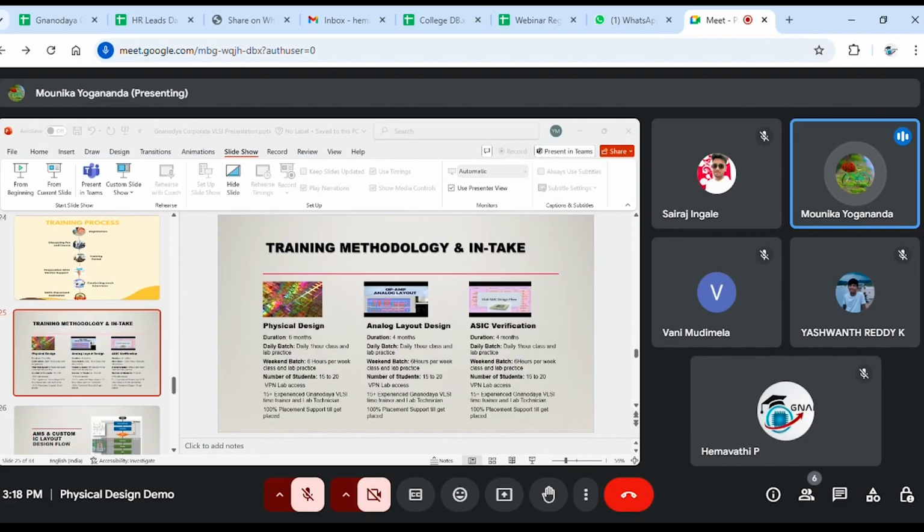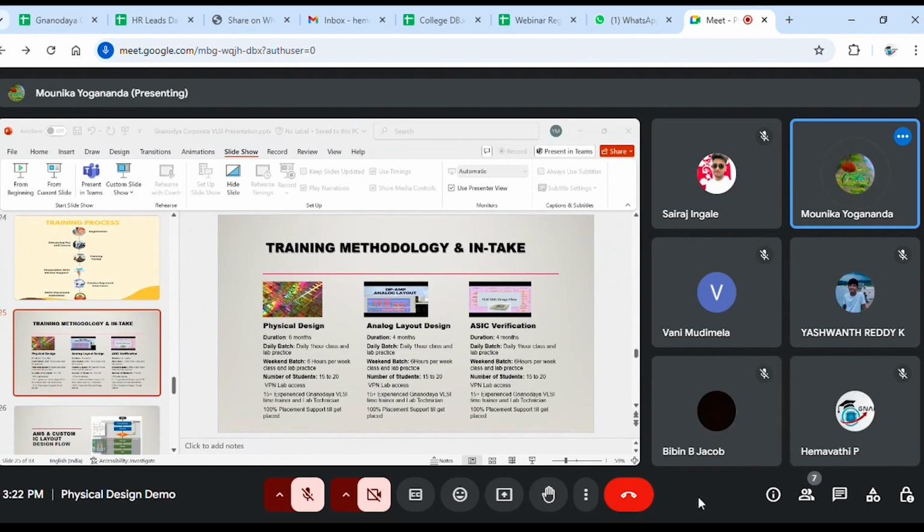From basics onwards they are going to start, like CMOS, digital, DFT, synthesis, Verilog, and one more thing, ASIC flow also. Sometimes it depends. So here, more than 12 plus years experienced trainers are going to help. Lab technician is nothing but senior trainer and junior trainer.